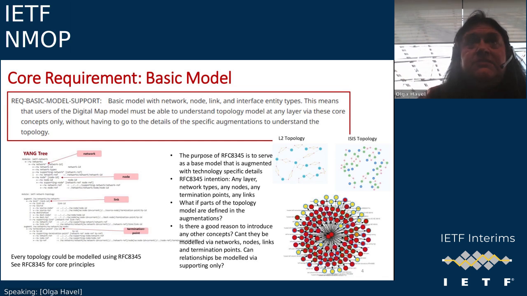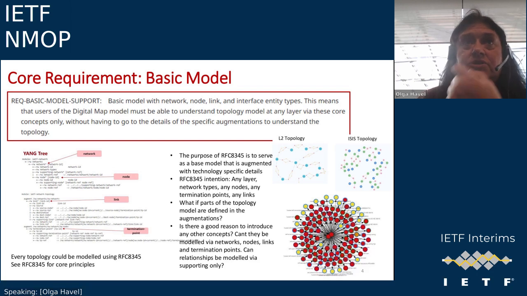So the first core requirement was the basic model. We have lots of them, so in terms of time, there are 40 minutes left. If we don't get to the end, maybe the reviews and discussions could continue on the mailing list. So the first one is that we need a basic model with network, node, link, and interface entity types. This means that the user of the digital map must be able to understand the topology model at any layer via these core concepts only, without having to go to the details of the specific augmentations to understand the topology. So this was the requirement for the core model, that we can have a topology defined through network, node, link, and interface types and relationships between them.